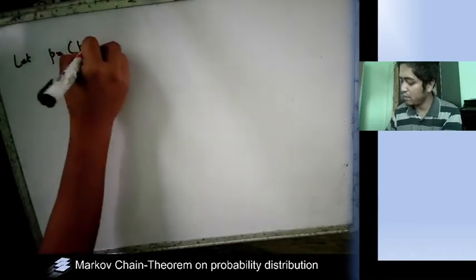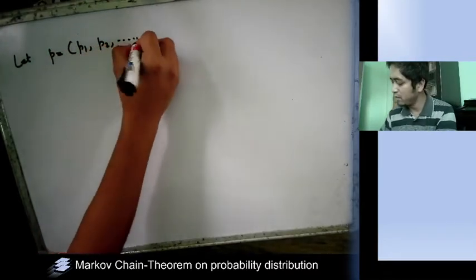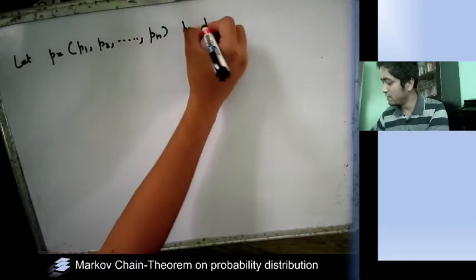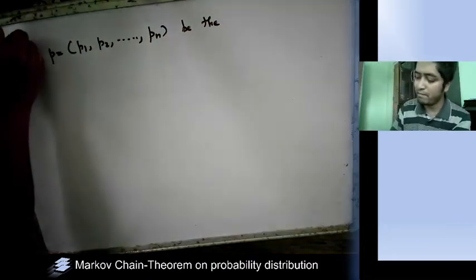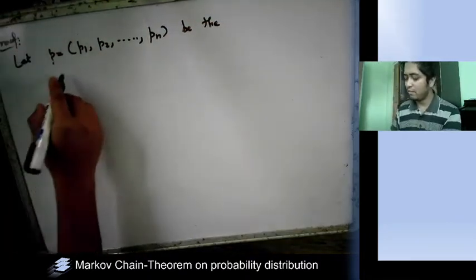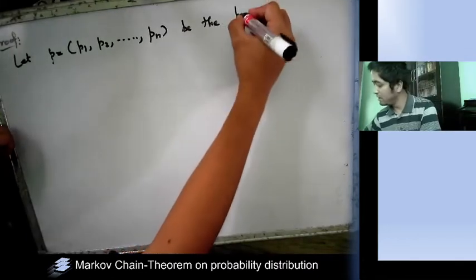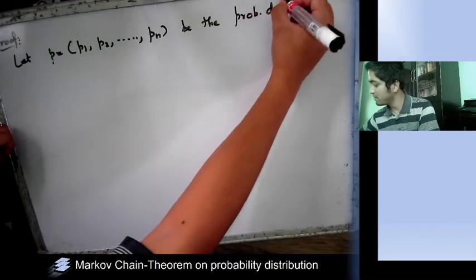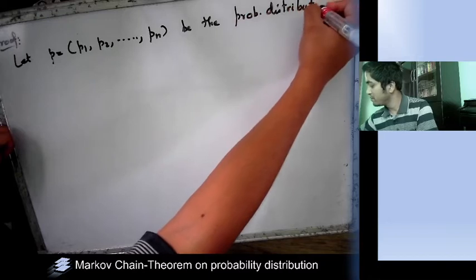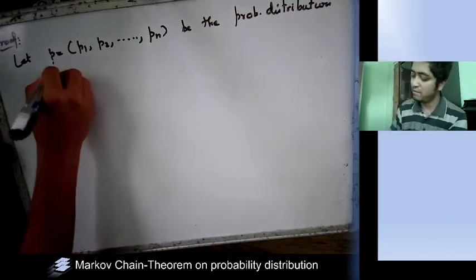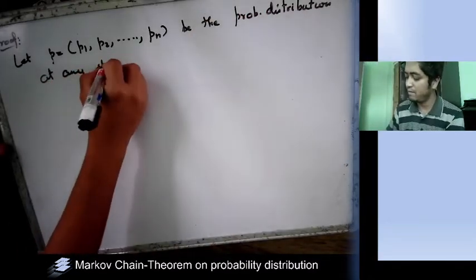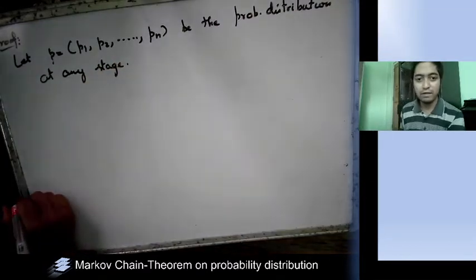Let P equal (P1, P2, ..., Pn). This is the proof of the theorem. Let P = (P1, P2, ..., Pn) be the probability distribution at any stage.